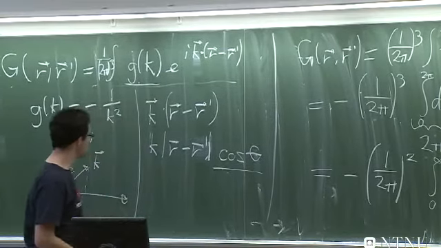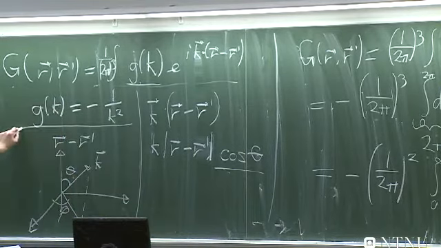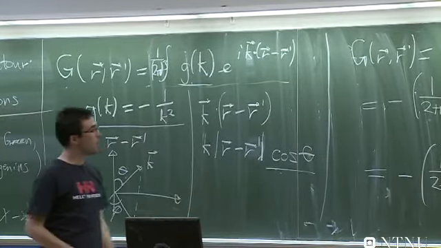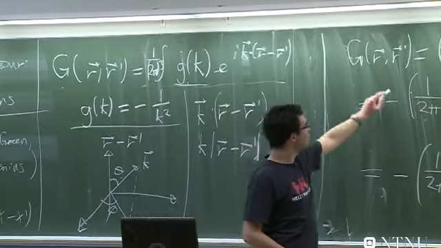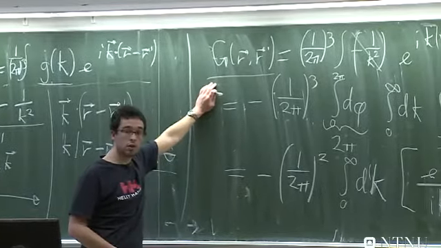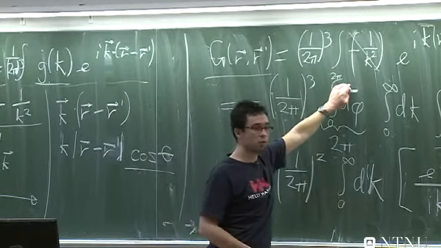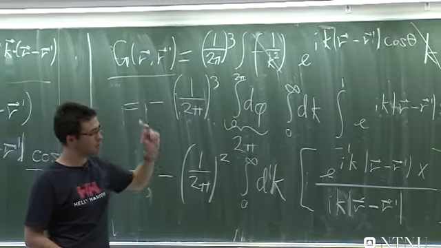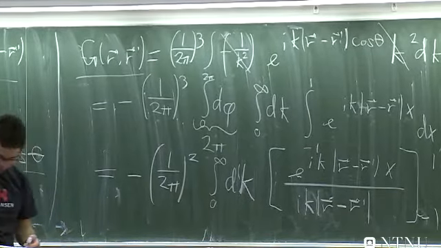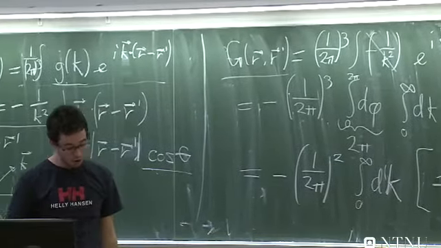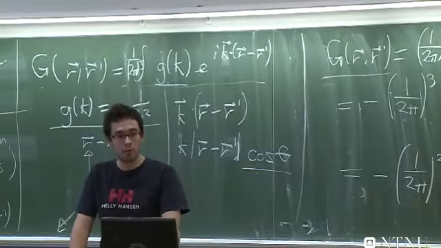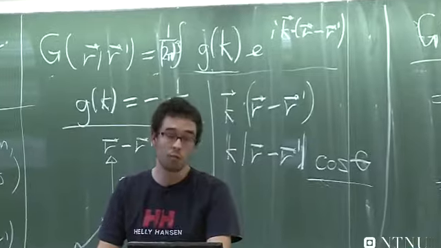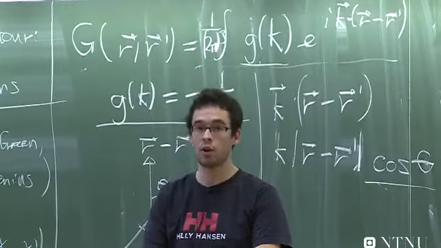And I found that g of k was minus 1 over k squared, just by solving a simple algebraic equation. I can then conclude that all I need to do to get the Green's function is to perform this integral over g of k. I now know what g of k is, so if I can solve the integral, then I found the Green's function. And once I found the Green's function, then I'm happy, because now I can solve the Poisson equation for any right-hand side as long as I can solve the integral.